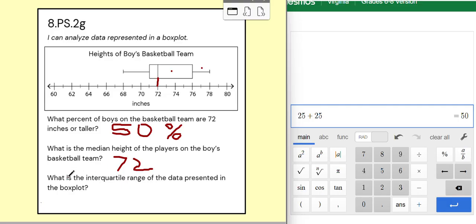Then it says, what is the interquartile range of the data? This simply means the top of the box subtract the bottom of the box. And the top of the box is at 76, and the bottom of the box is at 71. So that gives us an interquartile range of 5.